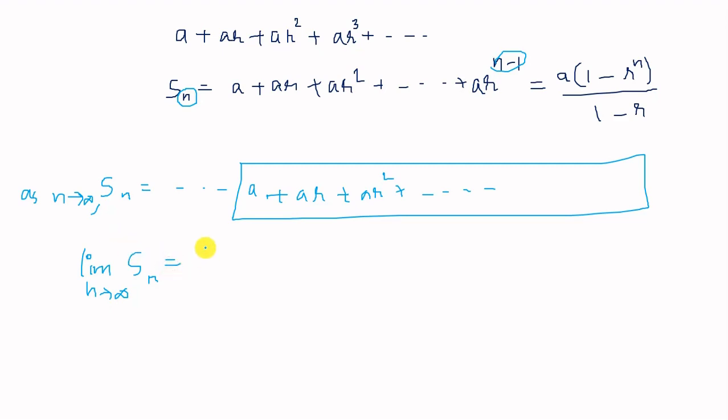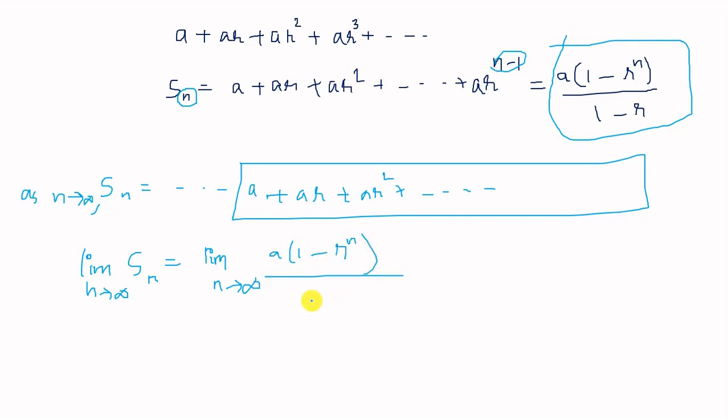So we'll find the sum of this. This will be limit n tends to infinity Sn. We have Sn is equal to a into 1 minus r raised to n by 1 minus r. We'll put the value of Sn. So this is a into 1 minus r raised to n by 1 minus r.